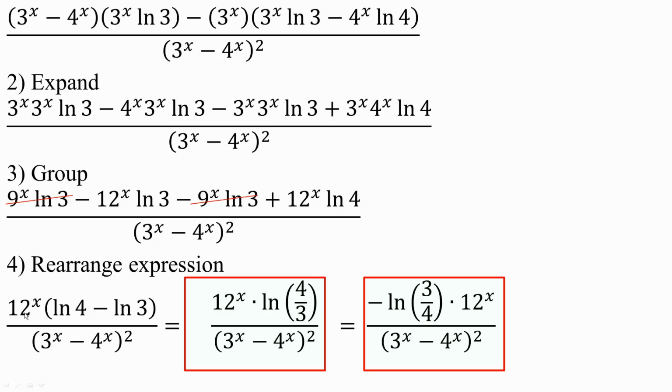So we can factor out a 12 raised to x, put a parentheses, this is a positive ln 4 minus this piece right here because you have a negative sign, so minus ln 3 divided by this piece right here. Now we can use some of those log rules. We could say 12 raised to x times ln 4 divided by 3, close parentheses, divided by this piece, or you could even say negative ln parentheses 3 over 4, where we flip this piece, and that's why we have a negative, times 12 raised to x divided by this piece right here. And that's all we need to do for this problem.